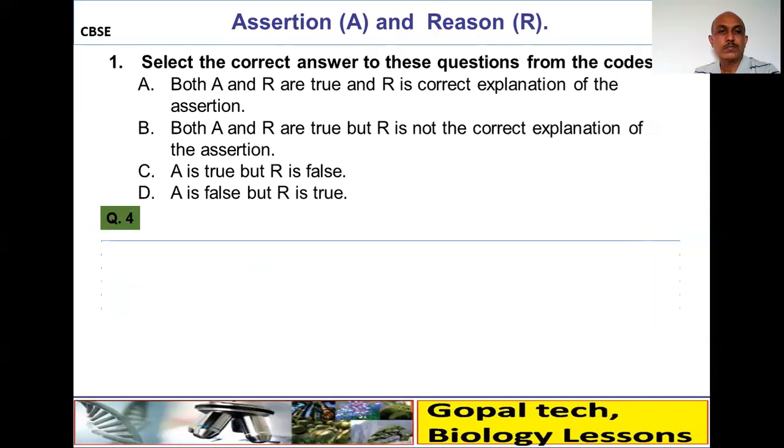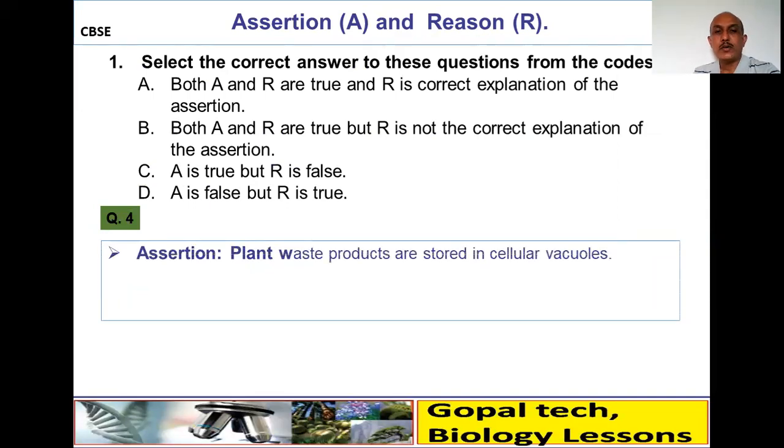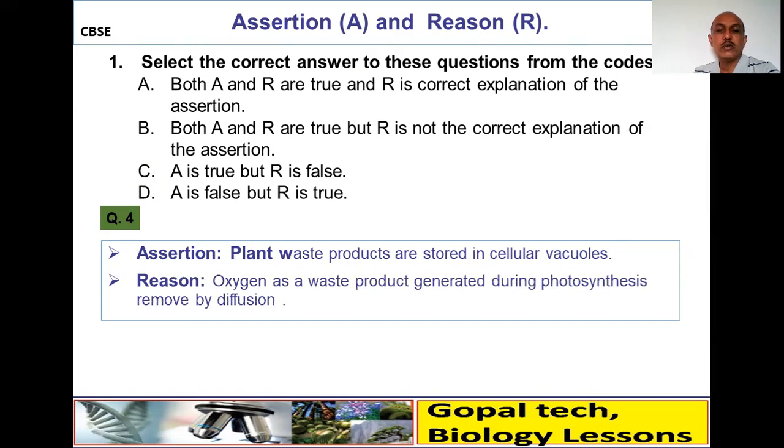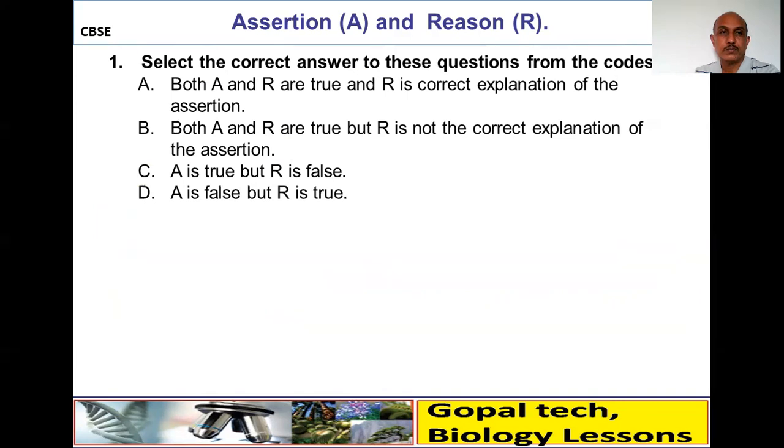Question number 4. Assertion: plant waste products are stored in cellular vacuoles. Reason: oxygen is a waste product generated during photosynthesis, removed by diffusion. Pause the video, write the code, then check it. Yes, B, both are true, but the explanation is not correct.